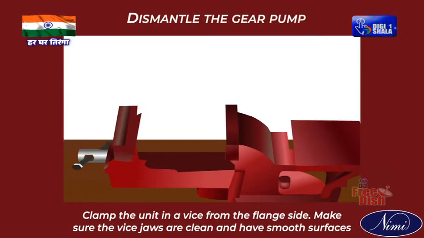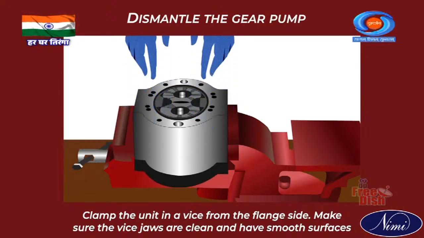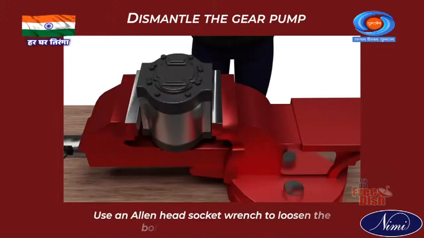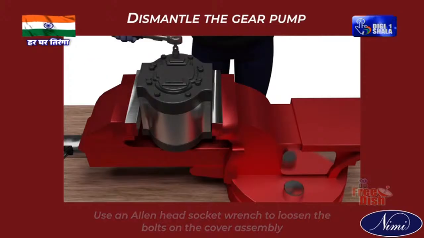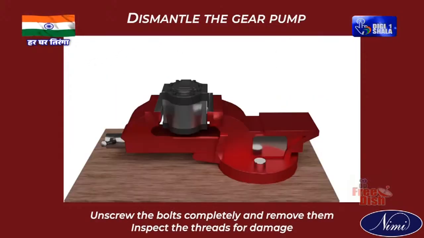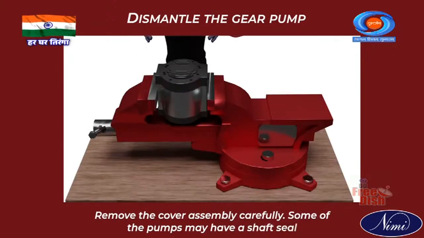Clamp the unit in a vise from the flange side. Make sure the vise jaws are clean and have smooth surfaces. Use an Allen head socket wrench to loosen the bolts on the cover assembly. Unscrew the bolts completely and remove them. Inspect the threads for damage. Remove the cover assembly carefully.